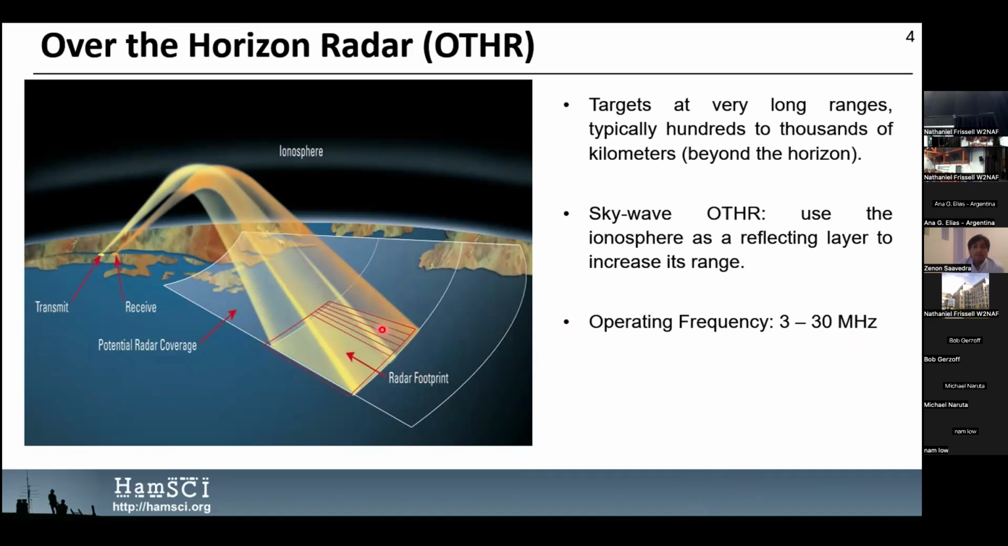The operating frequency of this radar is from 3 to 30 megahertz. This range is a consequence of the fact that the ionosphere can reflect the electromagnetic wave in this range of frequency.